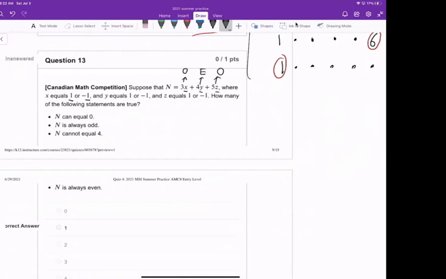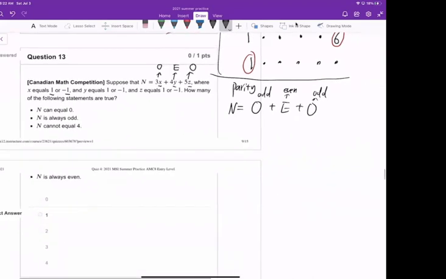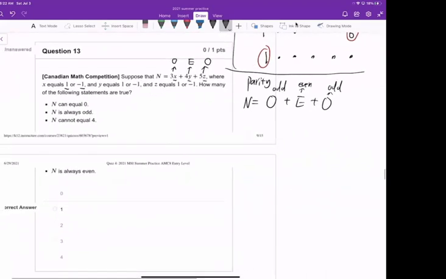So in terms of parity, n equals odd plus even plus another odd, regardless of what they are. And odd plus even plus odd ends up with even. All right, so we know that n is always even. This one is correct. Then, n is always odd: this is wrong. Now, let's look at the first statement.